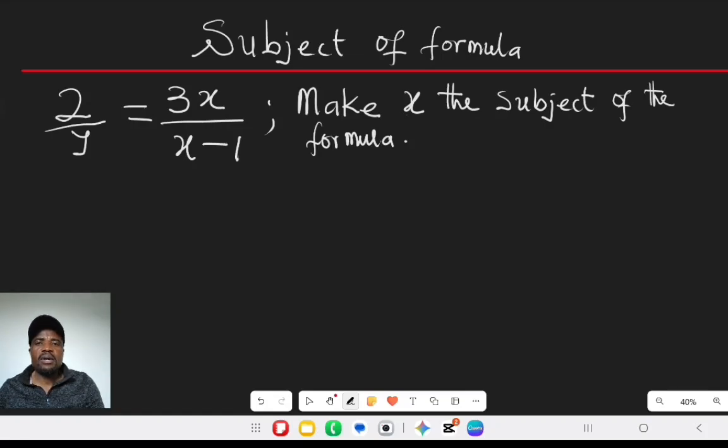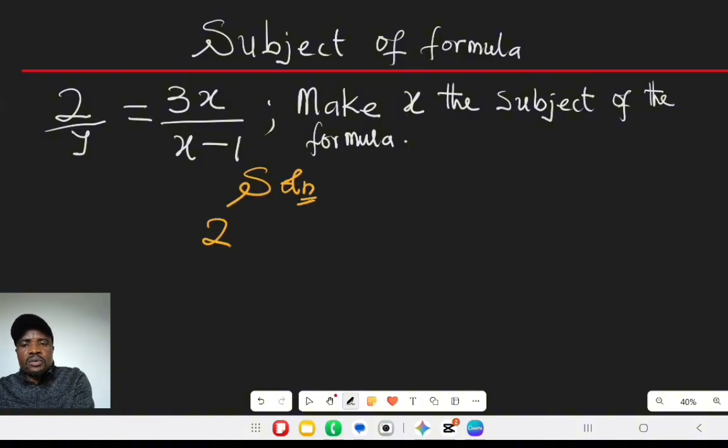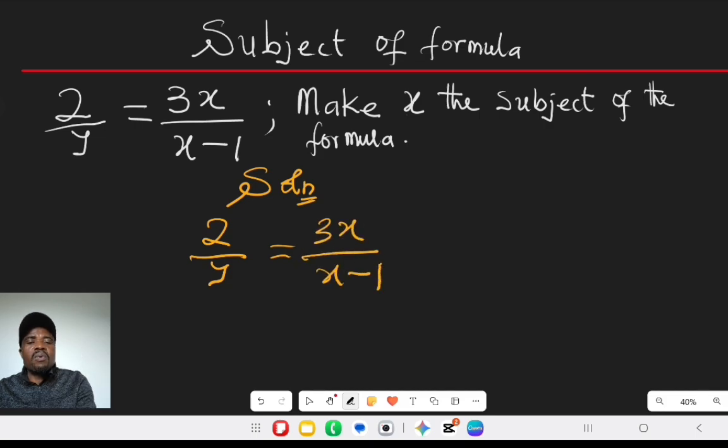Today we are going to discuss subject of formula. We have 2 over y equals 3x all over x minus 1. Make x the subject of the formula, meaning we have to make x stand on one side of the equal to sign. How do we do that? We start by saying solution. We write 2 over y equals 3x all over x minus 1.